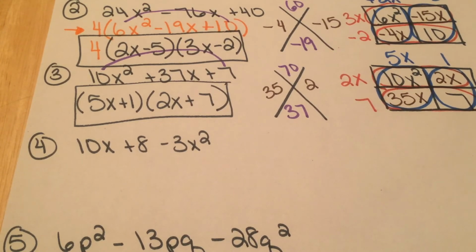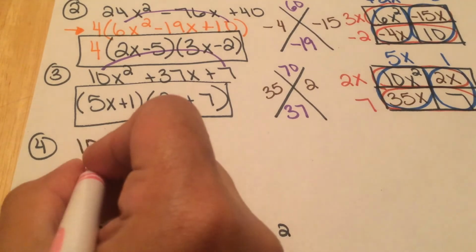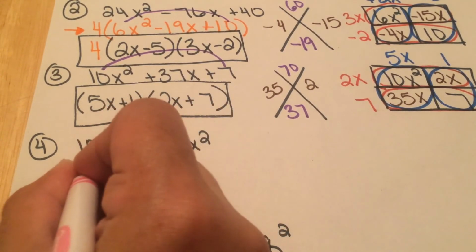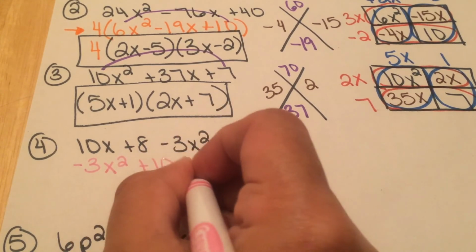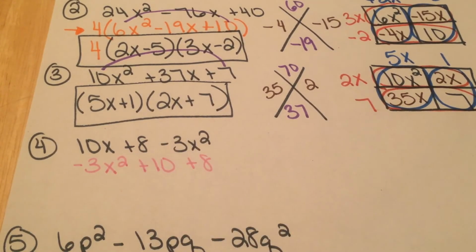That's not written in descending order. So let's go ahead and start this off by actually writing it in descending order. So I'm going to have negative 3x squared plus 10x plus 8. Anything interesting you see here now? Oh, we have a negative coefficient here, and we don't want that, so we need to factor that out.